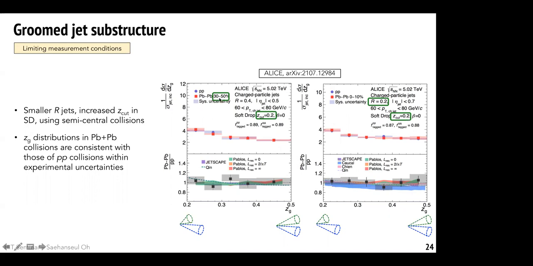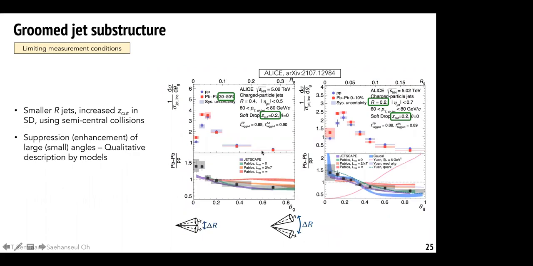And for the 30 to 50% centrality, which is the semi-central collision, they also could measure the same thing, zG here. And this is fully unfolded data, and they compare with the PP. So the zG distributions in lead-lead collisions are consistent with those of PP collisions within experimental uncertainty. You see that the ratio lead-lead over PP results are more or less at 1 for 2 different environments.